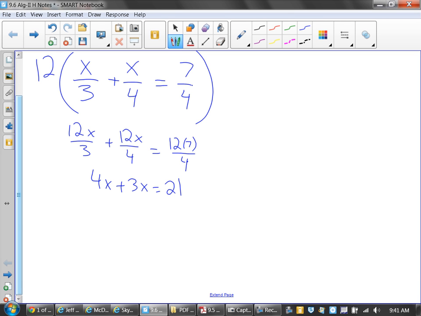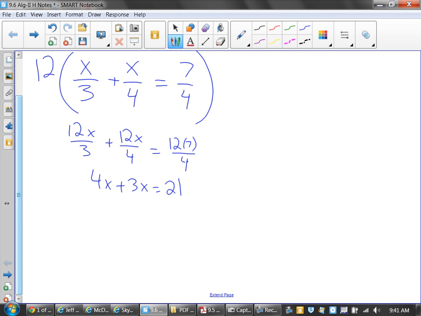Have you ever done it where instead of multiplying just the numerator by 12, you would have done the common denominator, so you would have gotten 4x over 12 plus 3x over 12? So that way you have a common denominator. In essence, that's what we are doing. This is a little bit cleaner. This is a shorter way of doing this.